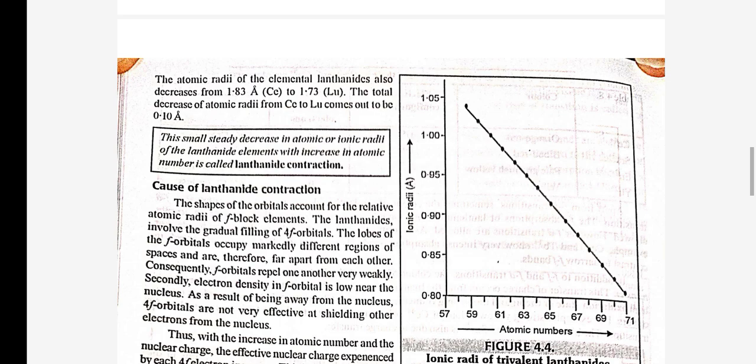Cause of the lanthanide contraction. The shapes of the orbitals account for the relative atomic radii of the f block elements. The lanthanides involve the gradual filling of the 4f orbitals. The lobes of the f orbitals occupy markedly different regions of space and are therefore far apart from each other. Consequently, f orbitals repel one another very weakly. Secondly, electron density in f orbitals is low near the nucleus.